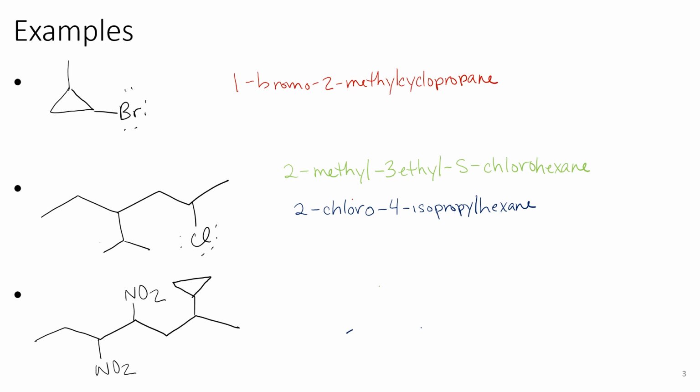For the last one, the name would be 2-cyclopropyl-4,5-dinitroheptane. So again, a 7-carbon chain. Lowest substituent is on the 2, which is the cyclopropyl group, and then we have 2 nitro groups on the 4 and the 5.